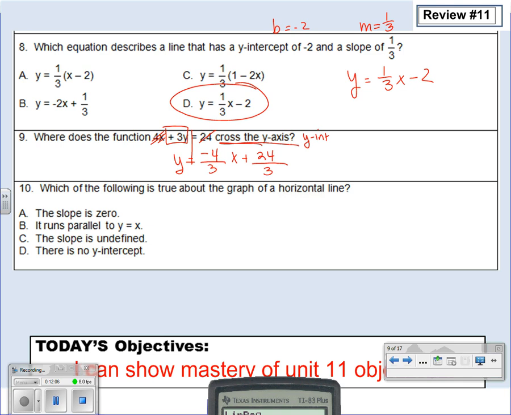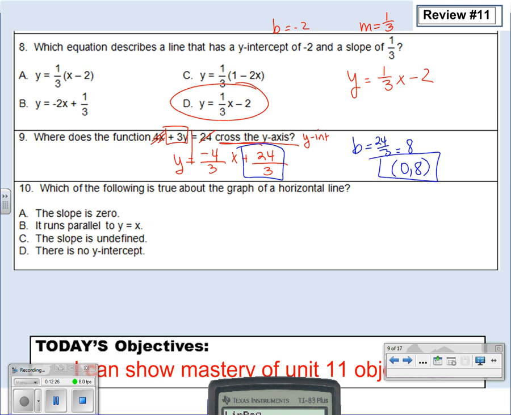So our y-intercept is the number that's on the end, the 24 divided by 3. So b is equal to 24 divided by 3, which is 8. So y-intercept is 0, 8, written as an ordered pair.